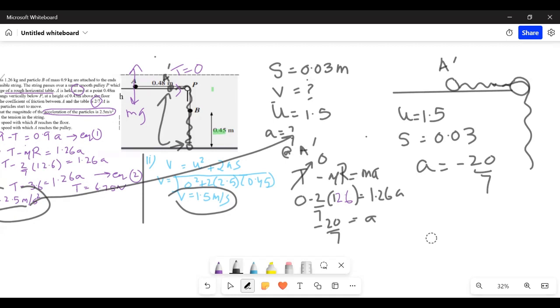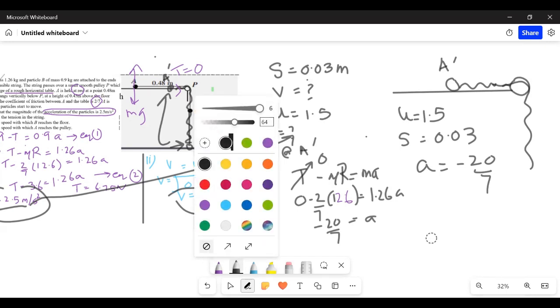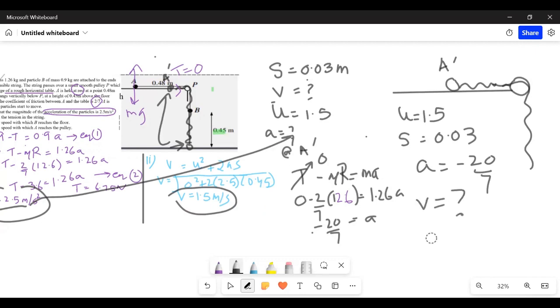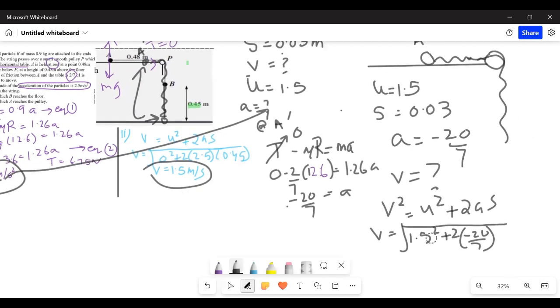A has changed because the string is not taut anymore. Now it's slack. And when it slacks, tension becomes 0. So then forward force minus backward force is equal to ma, from which you find the new acceleration, and that comes out to be minus 20/7. Now what is left? We need the speed V, the speed with which it reaches the pulley. So we can use v square equals u square plus 2as, which gives 1.44.